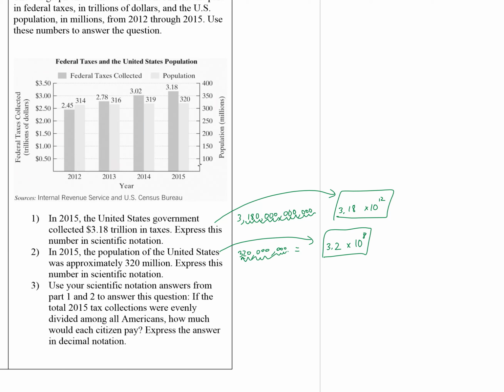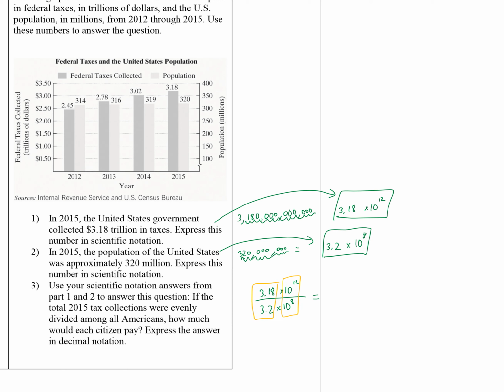And then the last question is: use the answers from parts 1 and 2 to answer the question: if the 2015 taxes were collected evenly amongst all Americans, how much would each citizen pay? So we take the total amount of money collected divided by how many people we collected it from, and then we figure out what that equals. Remember, the 3s are divided separately, and then the tens are divided separately. To do the tens, we don't really divide, we just subtract the powers.